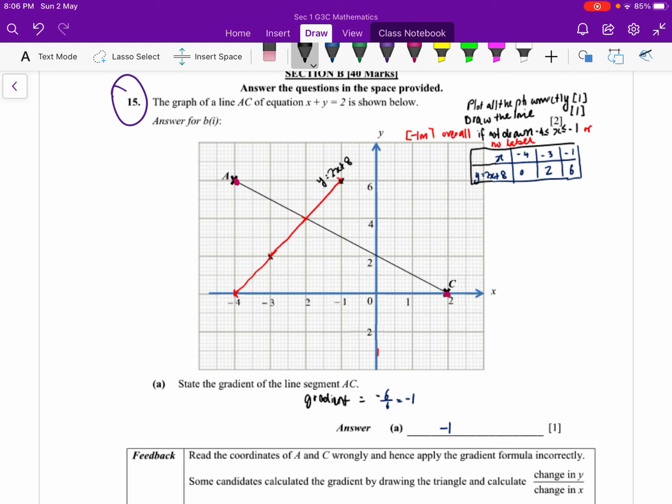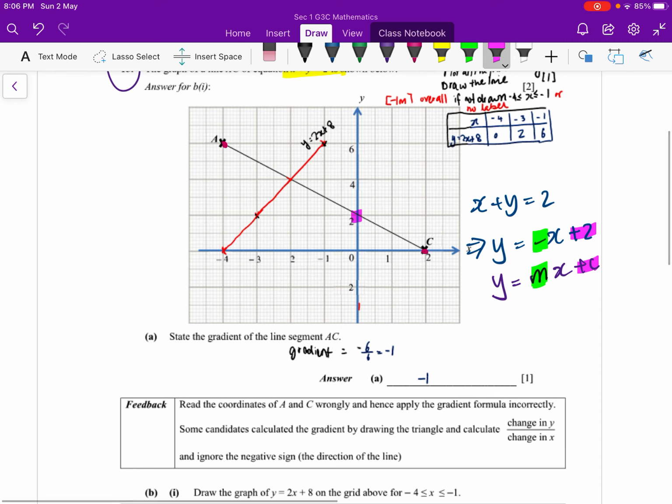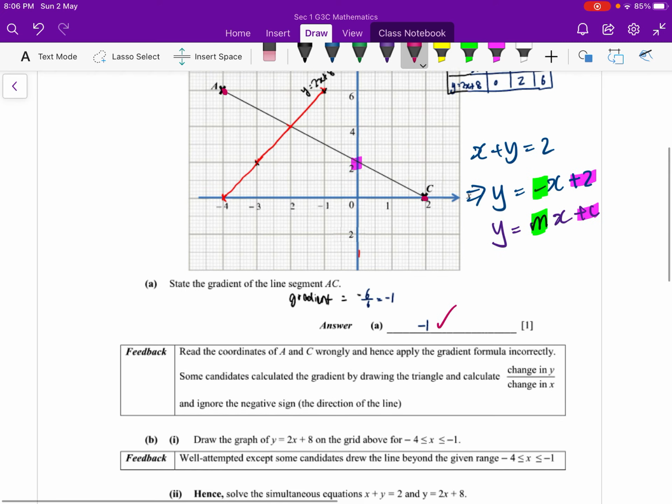The other way, which is slightly easier, is if you rearrange the original equation into the form y equals mx plus c. So we initially have x plus y equals 2, and now we get y equals negative x plus 2 by subtracting x on both sides. Then compare this with y equals mx plus c. So this shows us that m, which represents the gradient, is negative 1, and the y-intercept, which is c, has a value of 2, and it corresponds with what is shown on the graph. So straight away we can get the gradient as negative 1.